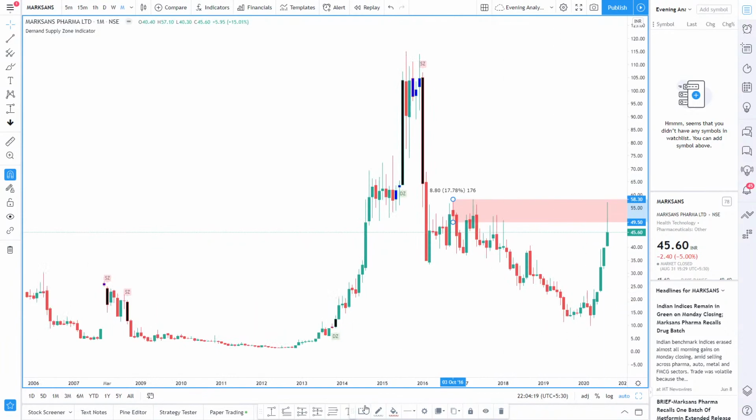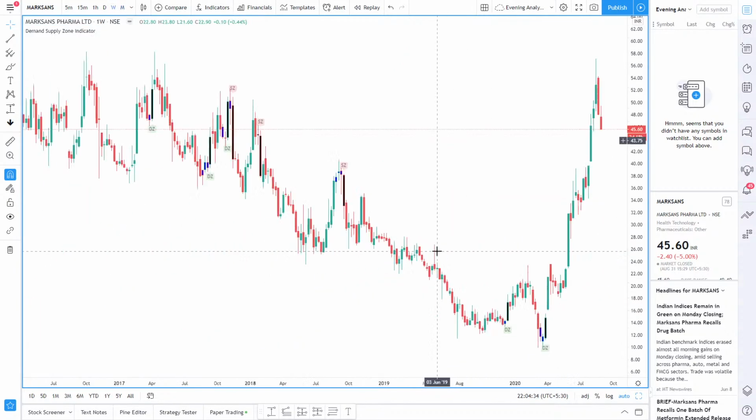Even if you talk about this demand, I'll say yes, not a very good structure, but it's a monthly chart. Probably I can mark this as we drill down. Maybe we might be able to find something good here. So yes, we are reacting from this monthly supply. It has already been tested quite a few times this month.